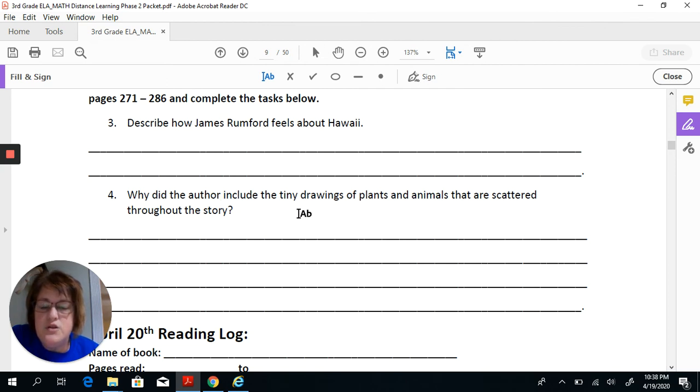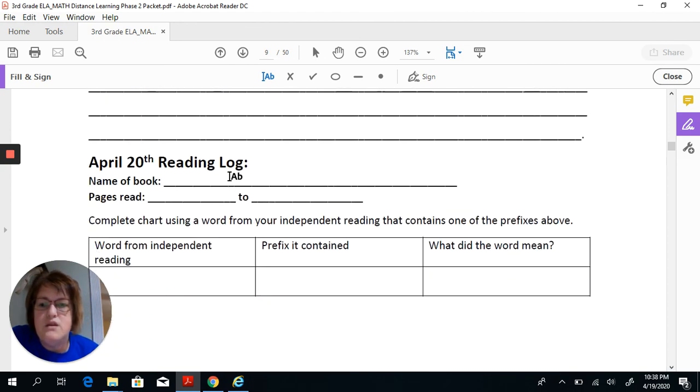Why did the author include the tiny drawings of plants and animals that are scattered throughout the story? And once again, boys and girls, after reading that small section, it gives us the answer. So I could write something like, he includes the tiny drawings of plants and animals to show, and then of course my answer.